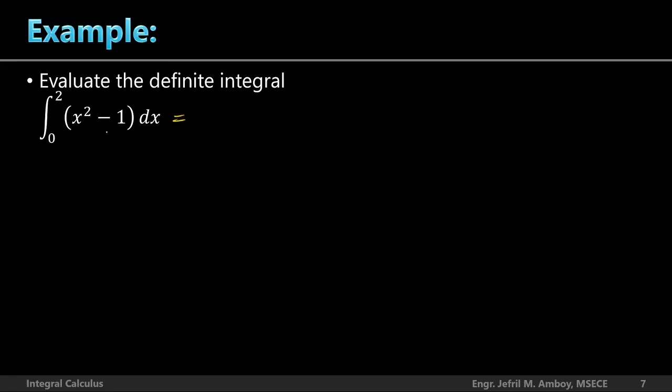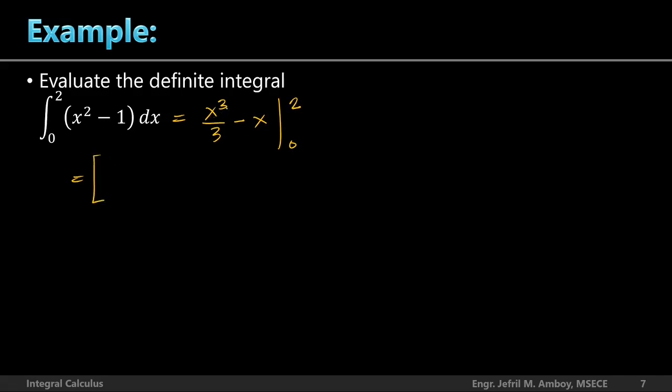Mag-i-integrate tayo. I-integrate natin sila term by term kasi yan naman ay readily integrable. This will become x cubed over 3 minus x. Yan yung antiderivative. At yung antiderivative, evaluate natin from 0 to 2. Now, in evaluating the antiderivative, laging upper minus lower limit. So, gawin muna natin yung upper limit. Ano ang upper limit niya?